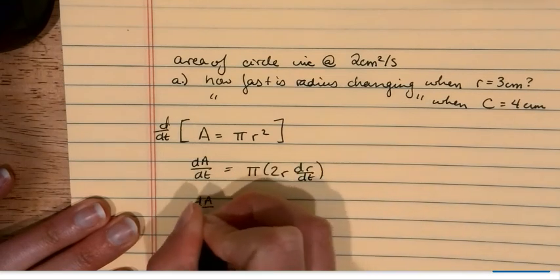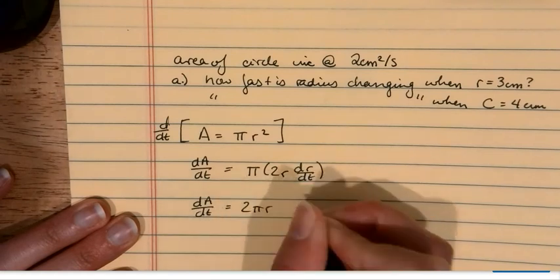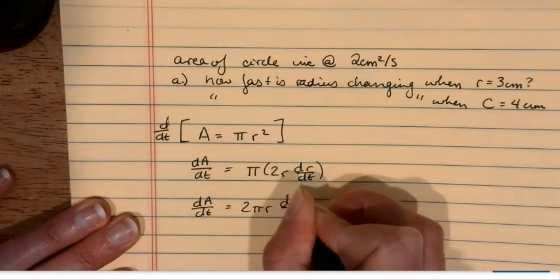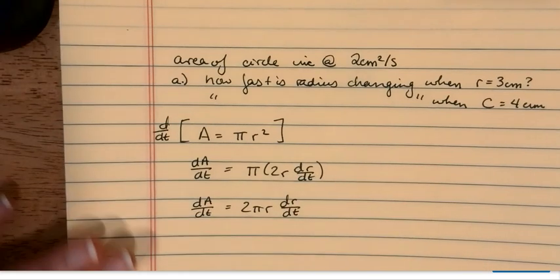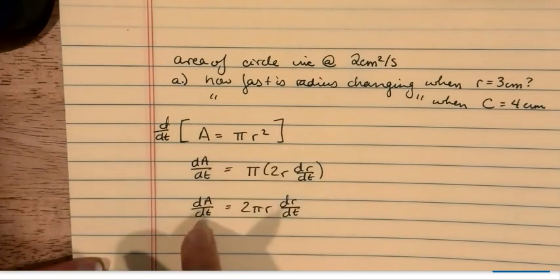So dA/dt is equal to 2 pi r, just put the 2 first. Could have done that from the beginning, but it's okay. dr/dt. Okay, so I've got my original equation and I've got my related rates equation.